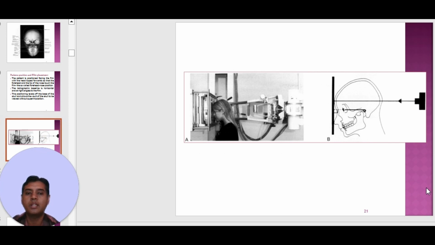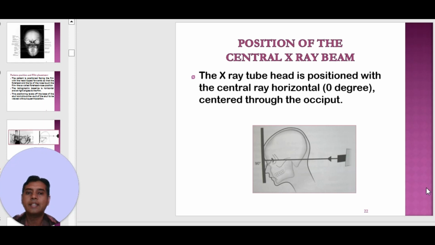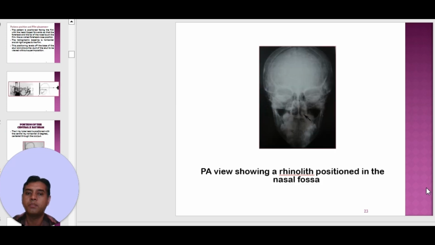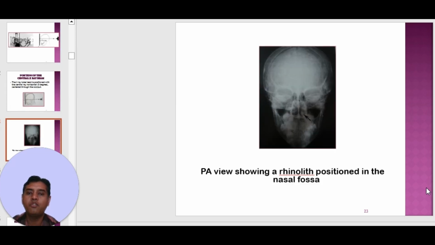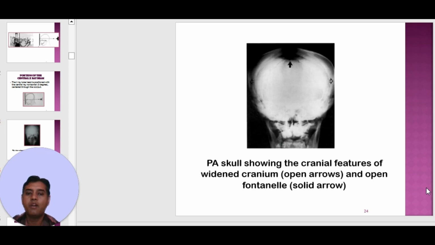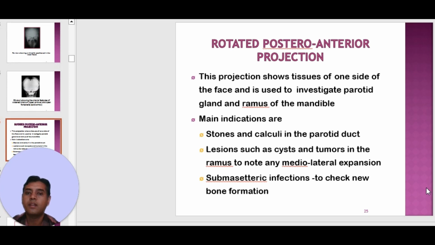The mid-sagittal plane is perpendicular to the cassette and to the floor. The radiographic baseline is perpendicular to the cassette. The X-ray tube head is positioned with the central ray horizontal, or 0 degrees, centered through the occiput. And these are a few radiographs showing a rhinolith in the nasal fossa, and a radiograph showing widened cranium and open fontanelle.